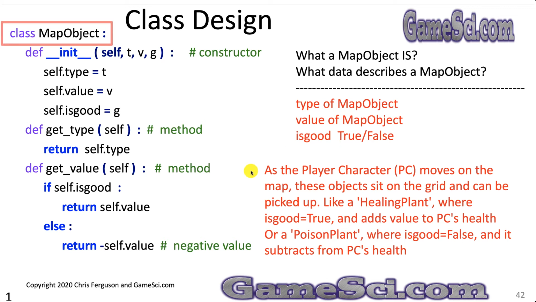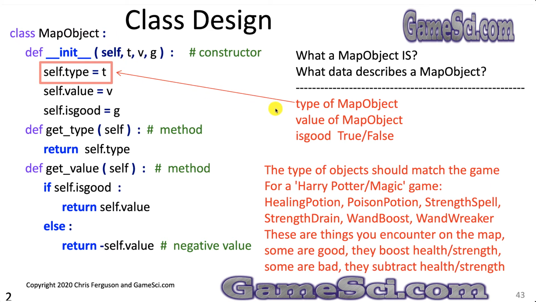As the player character or PC moves on the map, these objects sit on the grid and can be picked up. Like a healing plant, where isGood is set to true and adds to the playing character's health. Or a poison plant, where isGood is false and it subtracts from the playing character's health. This is the information I need to describe my map object. That defines the variables I'll create in the map object class. Let's describe these in detail. The type of the map object.